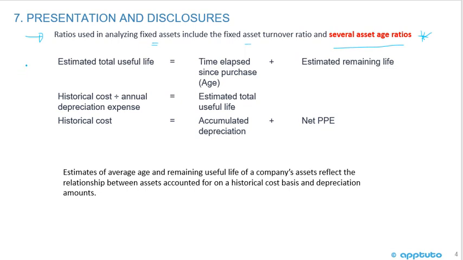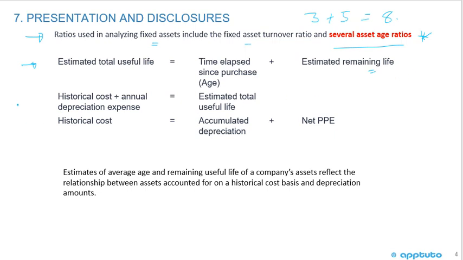So let's look. The estimated total useful life for an asset is the time elapsed since the purchase plus the remaining life. So that's easy. If I've owned an asset for 3 years and the remaining useful life is 5 years, then our total useful life is going to be 8 years, okay? We're going to use remaining useful life later on in an LOS when we look at changing the depreciation estimates, okay? Changing the estimated remaining life is going to affect how we calculate our depreciation.